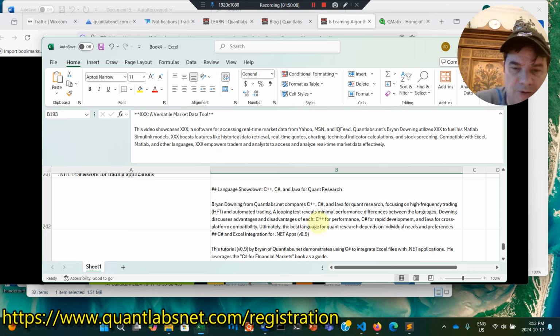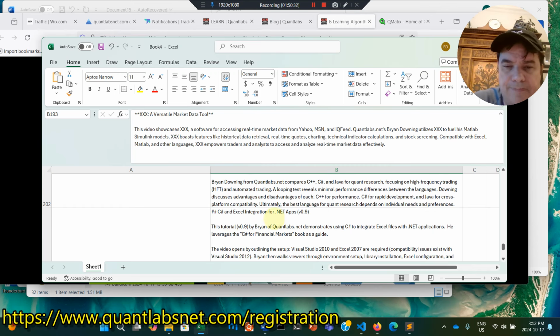Discussing the advantages and pros of each. C++ for performance, C Sharp for rapid development, and Java for cross-platform compatibility. Lots of choices there. Again, as I said earlier, it really comes down to what you're comfortable with and what operating system you want to be on and the like.